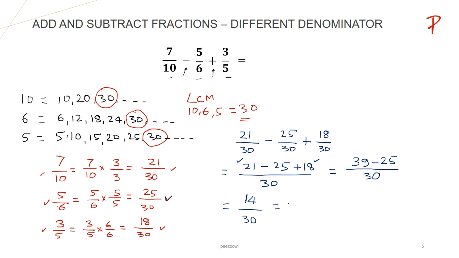Let us simplify this further. 14 can be written as 2 multiplied by 7, and 30 can be written as 2 multiplied by 15. So this 2 and this 2 will cancel each other, and what we will have is 7 upon 15. So we cannot simplify it further. This fraction 7 upon 15 is already in simplified form. So 7 upon 10 minus 5 upon 6 plus 3 upon 5 is 7 upon 15.